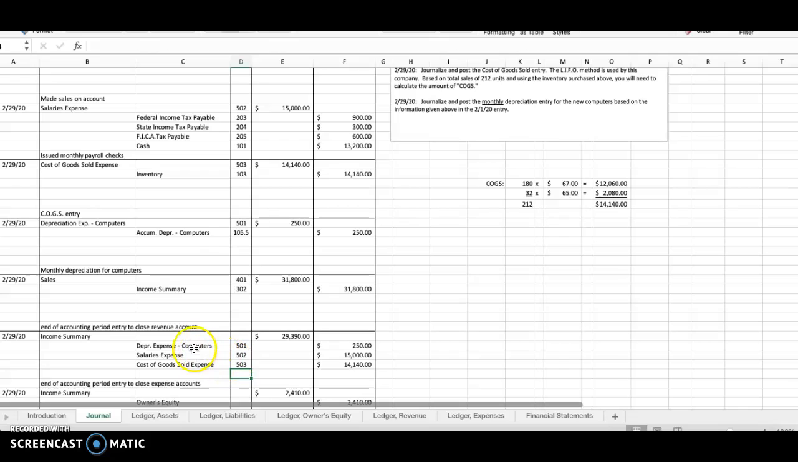So we've closed these 3 accounts. They now have 0 balances. I need to have a debit because 3 credits can't stand by themselves. Debits have to equal credits. And again, I use this temporary account, once again, Income Summary. The $29,390 is simply the total of these 3. If I add them up, I'll get $29,390. So I need to debit Income Summary by $29,390.